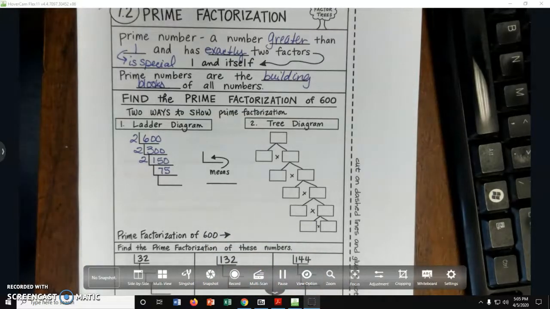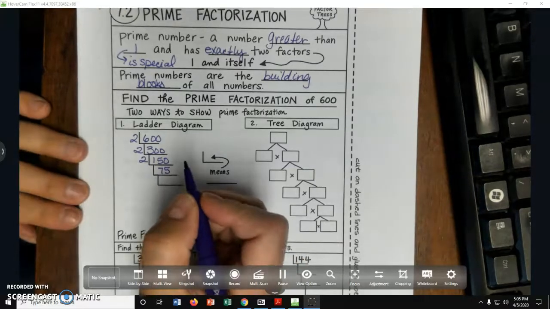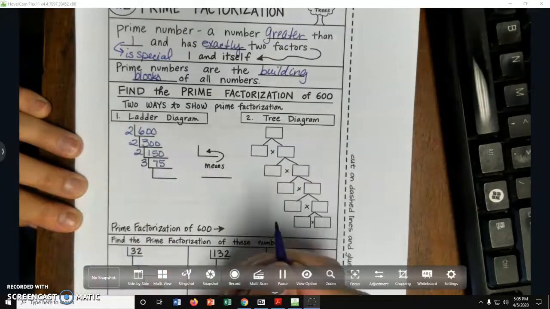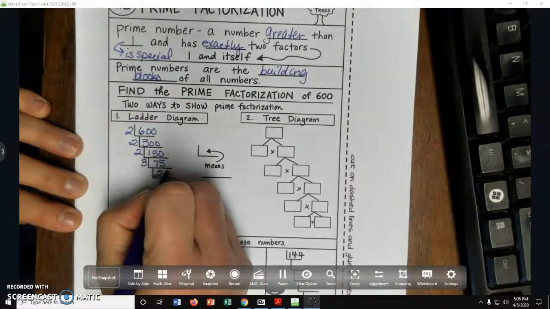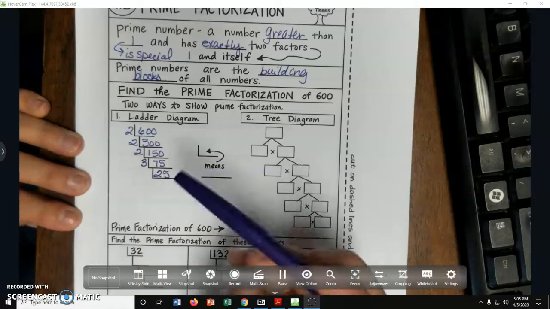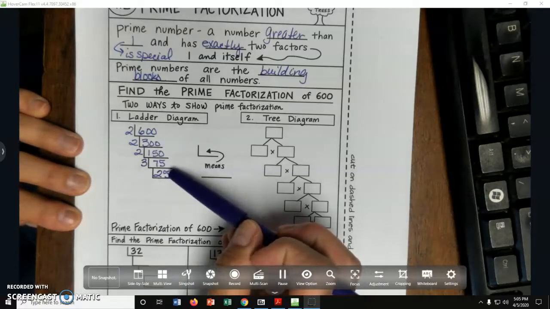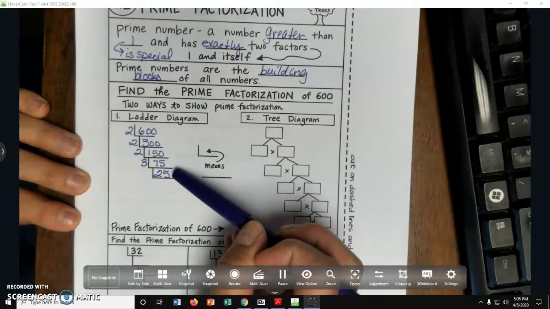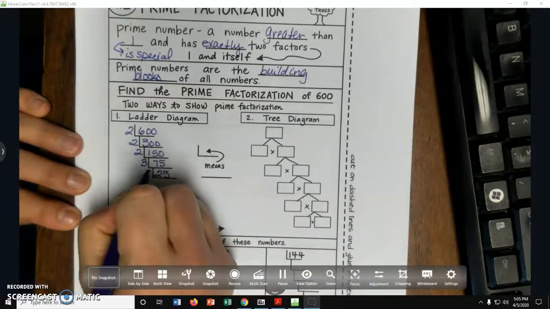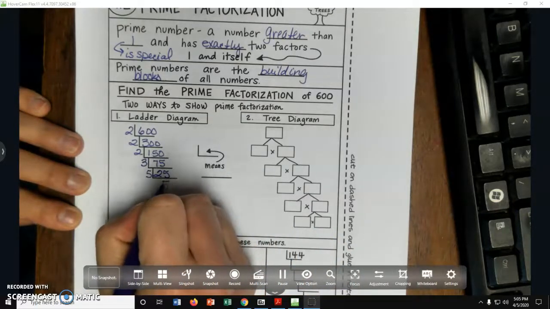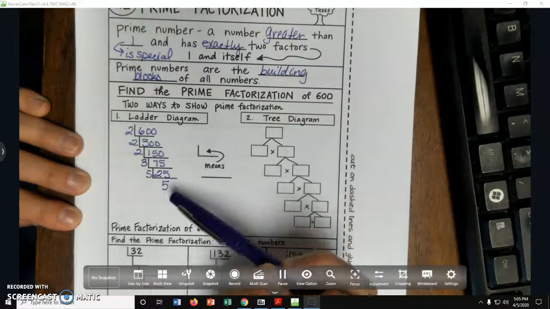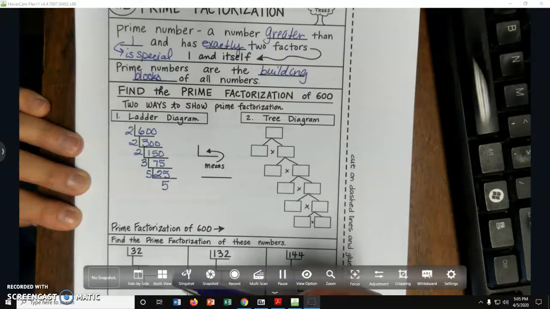So I go to the next prime number, which is, what do you think? 3, right? So is 75 divisible by 3? Yes. 75 divided by 3 is 25. Okay, so now I start again. Is 25 divisible by 2? No. Is it divisible by 3? No. What's my next prime number? Well, my next prime number is 5. That's right. So is 25 divisible by 5? It is. So 25 divided by 5 is 5. Down here, I'm left with this prime number, which means I'm done.